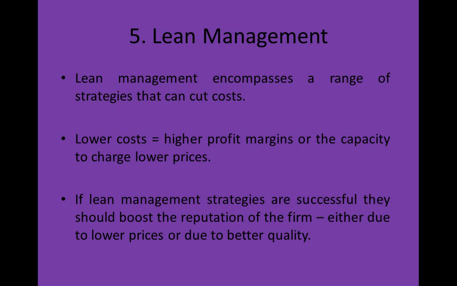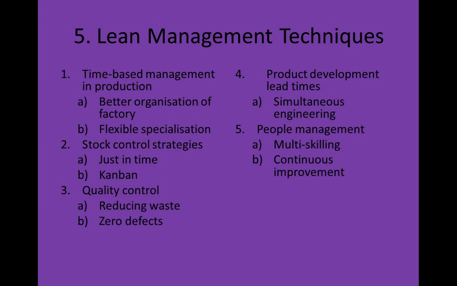The section on number 5 is lean management, and that encompasses a range of strategies that can cut costs. So it's an umbrella term, and the idea is that lower costs give higher profit margins or the capacity to charge lower prices and gain a competitive advantage. So if lean management strategies are successfully introduced, they should boost the reputation of the firm due to lower prices or better quality. So let's look at some of the techniques used under lean management.